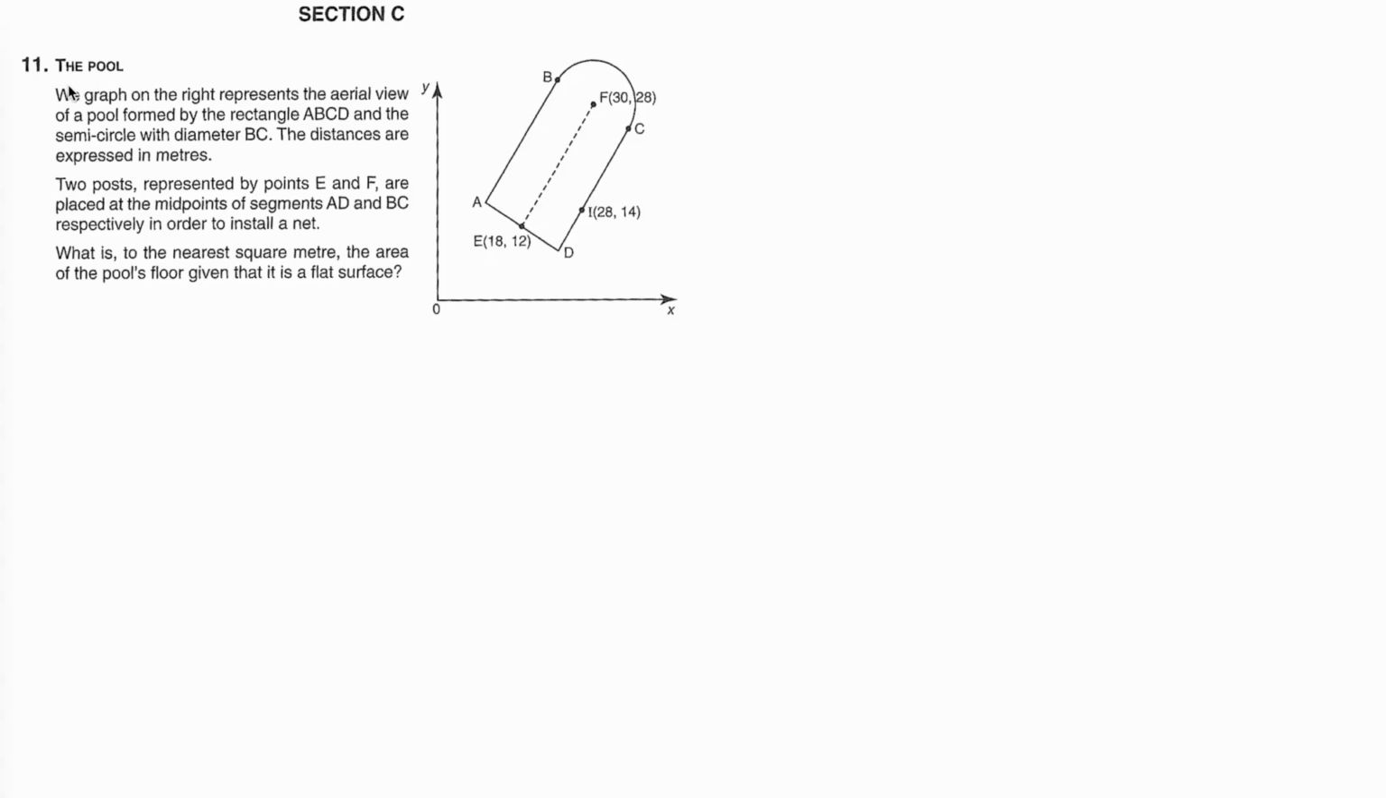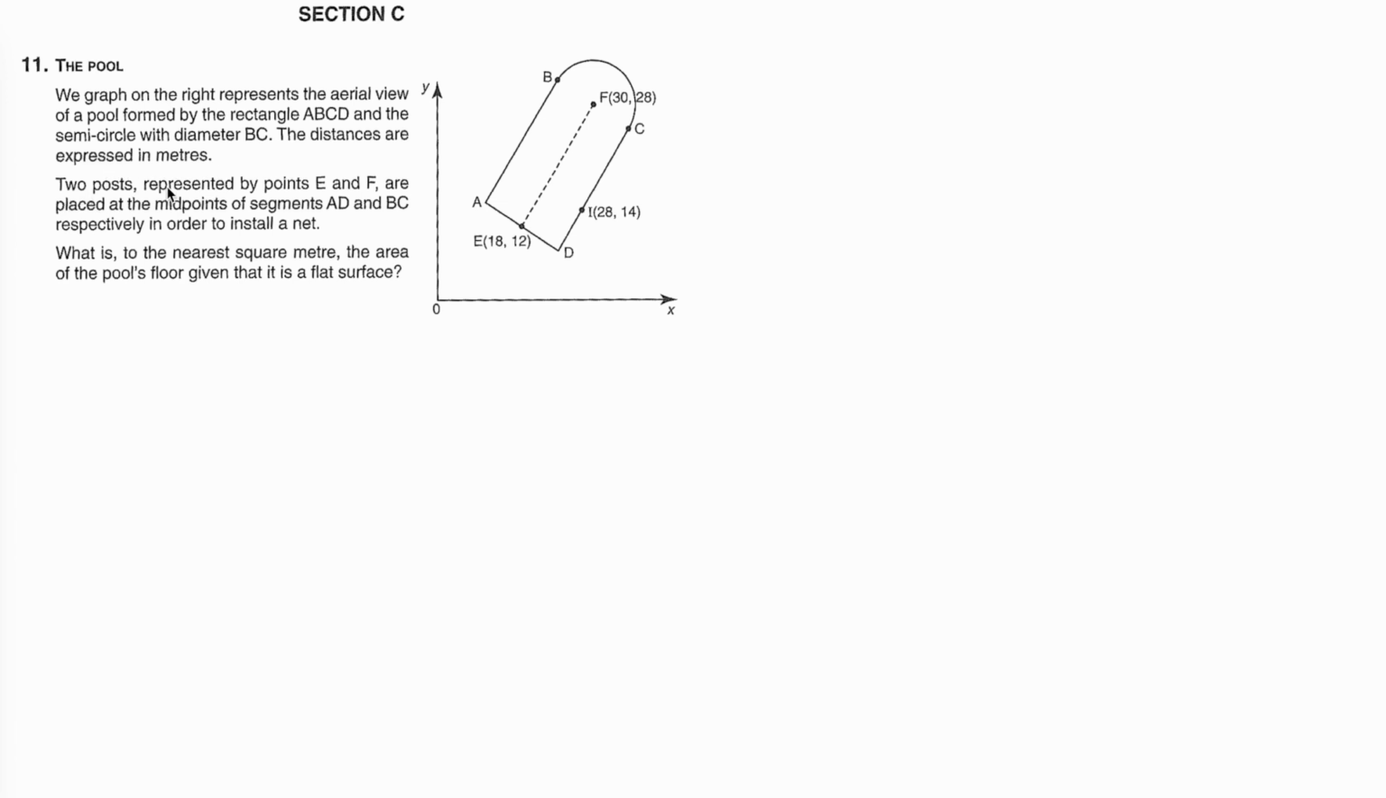Question 11, the pool. The graph on the right represents the aerial view of a pool formed by the rectangle ABCD, A to B to C to D, and the semicircle with diameter BC. The distances are expressed in meters.